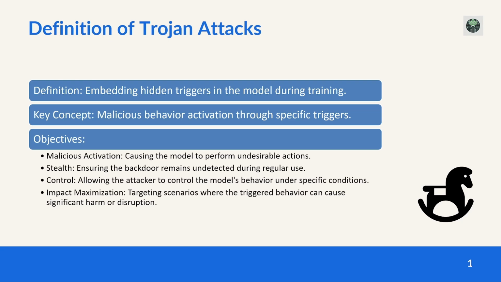So, what are Trojan attacks exactly? Trojan attacks embed hidden triggers into AI models during the training phase, which can later be activated to perform malicious actions. These triggers lie dormant until a specific input or event activates them, often without detection. The key idea here is that these triggers are carefully designed to remain hidden under certain circumstances, giving attackers control over the model's behavior when conditions are right. Trojan attacks are particularly dangerous because they maximize disruption while maintaining stealth, making them difficult to detect in regular operations.